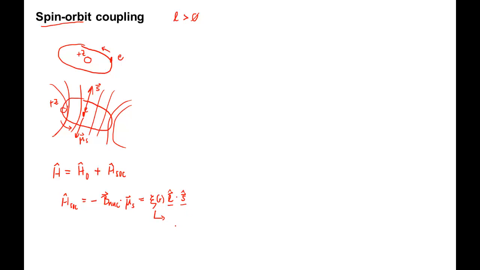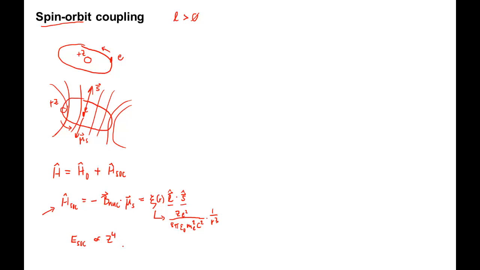The prefactor psi is equal to Z e squared divided by 8 pi epsilon 0 m_e squared c squared times 1 over r cubed. If you compute the expectation value of the spin-orbit Hamiltonian for a given hydrogen wave function, you get the energy contribution due to spin-orbit coupling. It turns out that this energy contribution, E_SOC, is proportional to Z to the fourth, the nuclear charge raised to the fourth power. Therefore, even though the spin-orbit coupling is almost negligibly small for hydrogen, it is of dominating importance for heavy nuclei further down the periodic table.